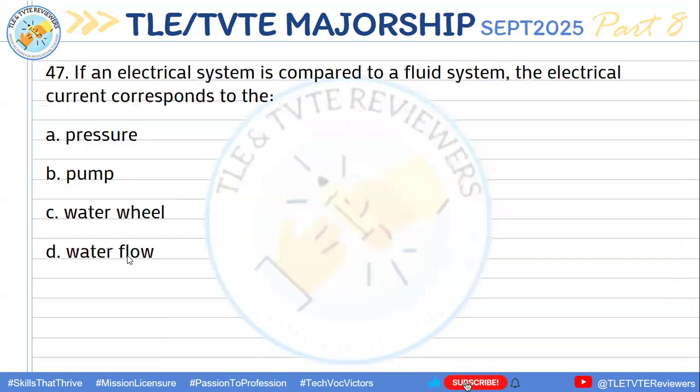Number 47, if an electrical system is compared to a fluid system, the electrical current corresponds to the A, pressure, B, pump, C, water wheel, D, water flow.